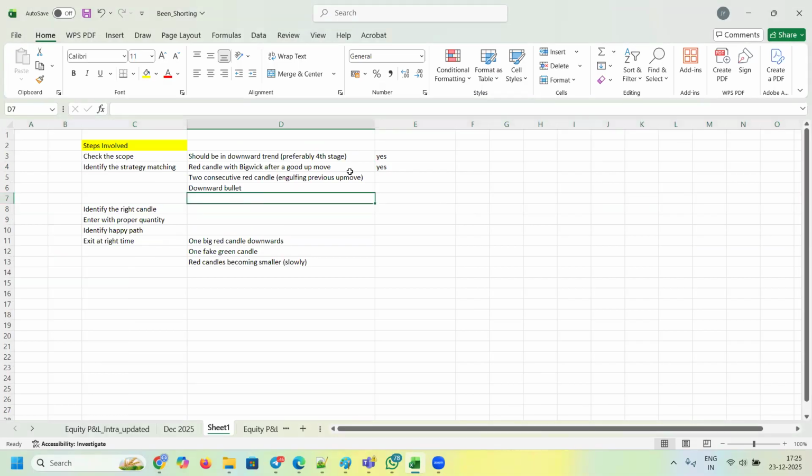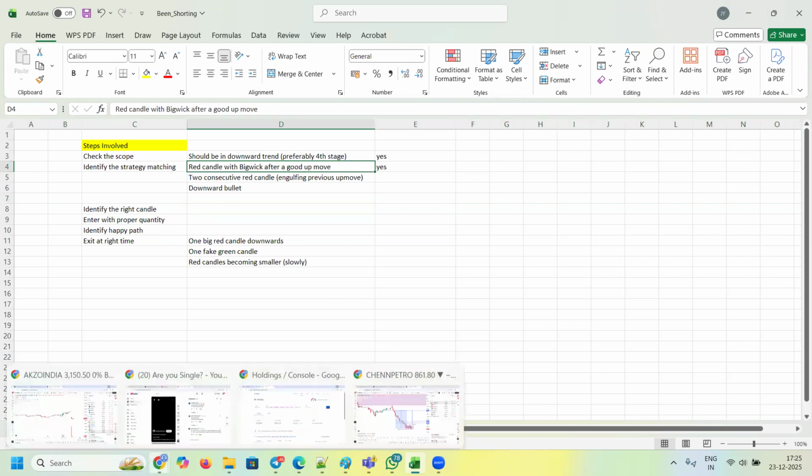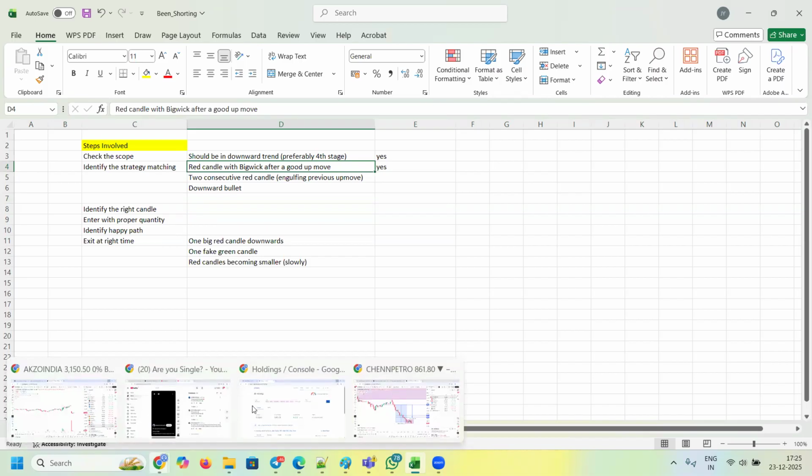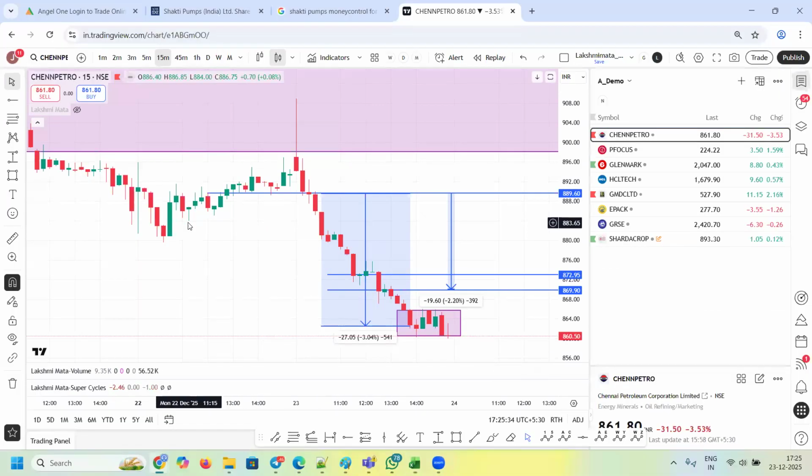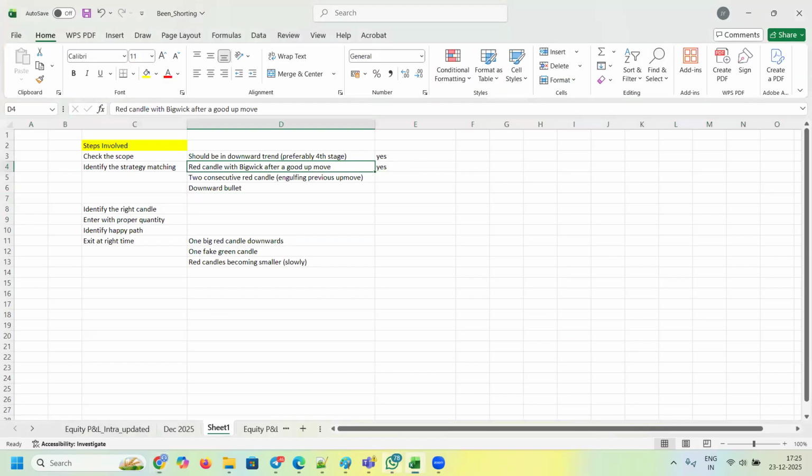So the first trend is a red candle with a big wick after a good move up. That is met by Chennai Petro. After a good move up, a red candle with a big wick. That strategy we have discussed. It should be on the 15 minutes time frame, right? Correct, the 15 minutes time frame.